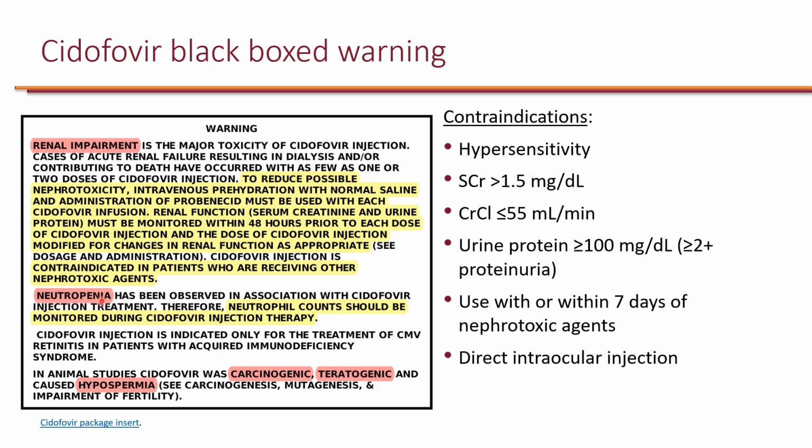They also have neutropenia as a black box warning, as well as carcinogenic and teratogenic, and also hypospermia in men. Some of the contraindications include hypersensitivity, serum creatinine greater than 1.5, creatinine clearance less than 55, urine protein 100 or more, and use with or within 7 days of nephrotoxic agents. And these nephrotoxic agents include things like amphotericin B, aminoglycosides, NSAIDs, and also foscarnet.